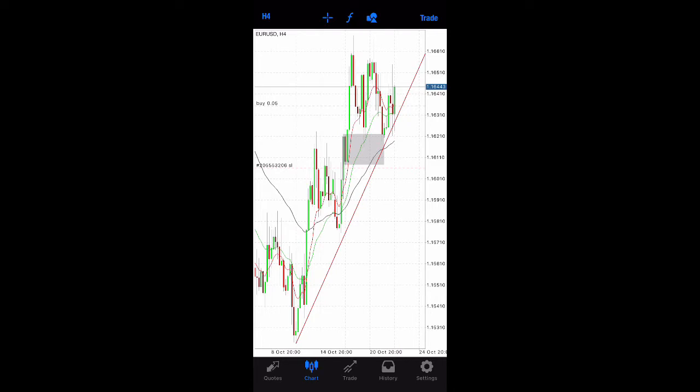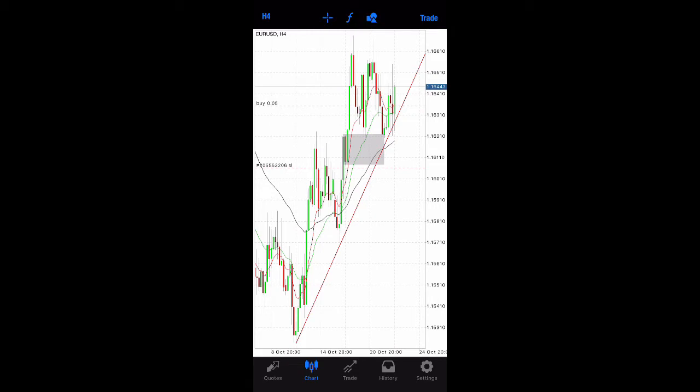Number 3 will be supply and demand zones. That also is very important because my strategy is basically supply and demand. So we'll be going through that and how to identify zones and what zones are made of, basically.